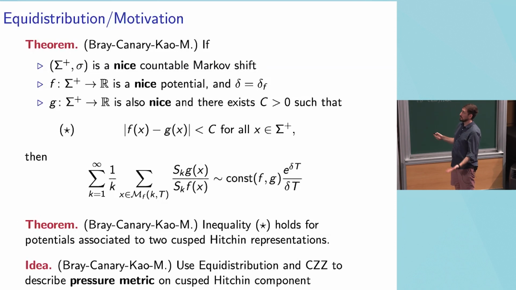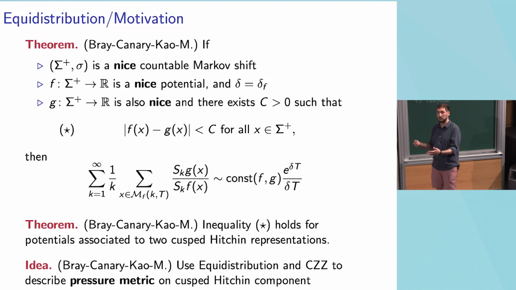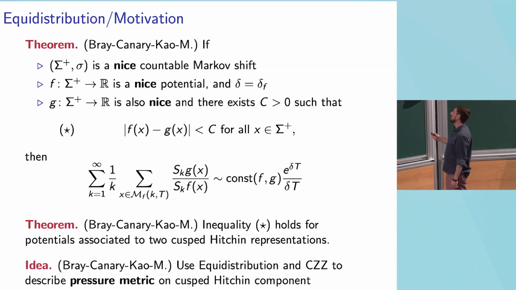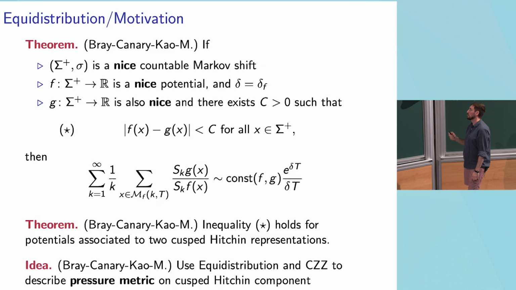Essentially, you take the same setup, you have a countable Markov shift, but now you have two nice potentials that stay at bounded distance from each other. This happens for Cusped Hitchin representations. And so you can compare the G length of a word and the F length of a word, and then look at some averages, and then prove that this number grows exponentially. It's e to the delta t over delta t. And this constant is explicit, but I didn't want to write it.